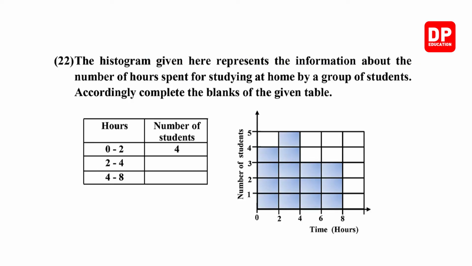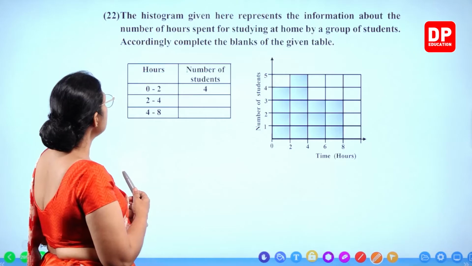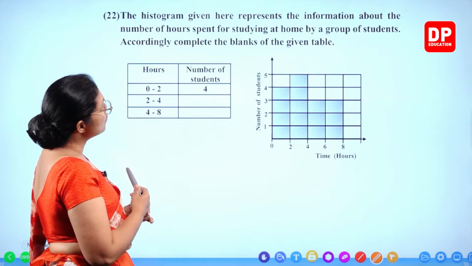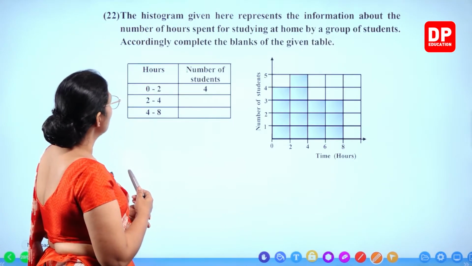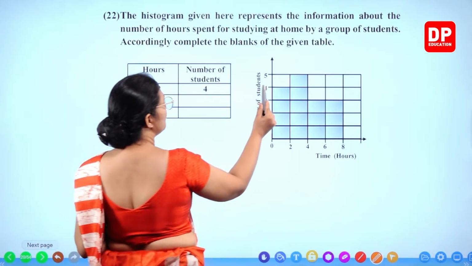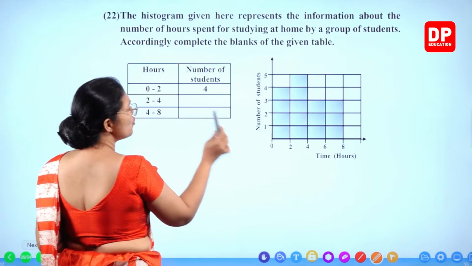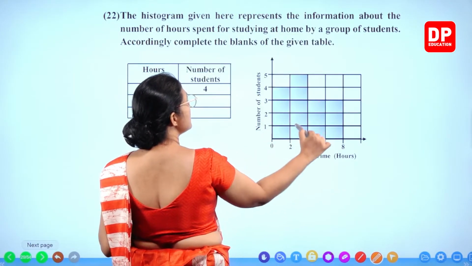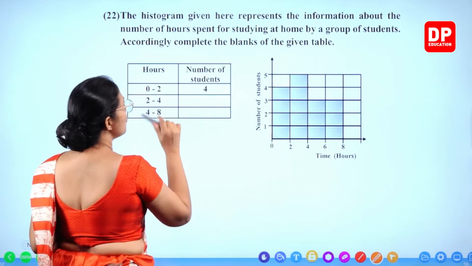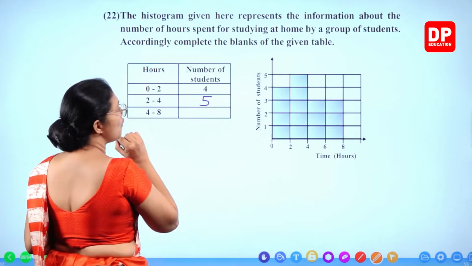Question number 22. The histogram given here represents the information about the number of hours spent studying at home by a group of students. Accordingly, complete the blanks of the given table. 0 to 2 is already given, that's 4. Then 2 to 4, what is the number? Number of students is 5. So you can write 2 to 4 is 5.